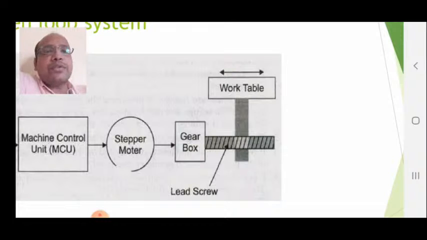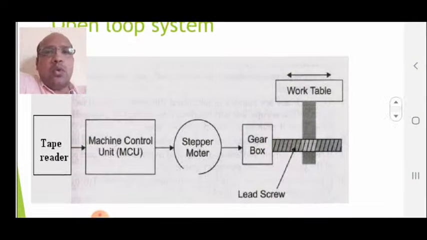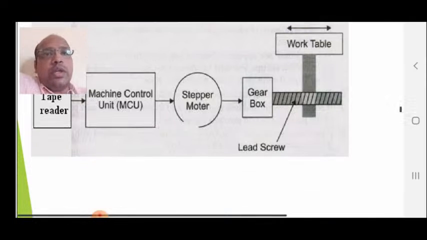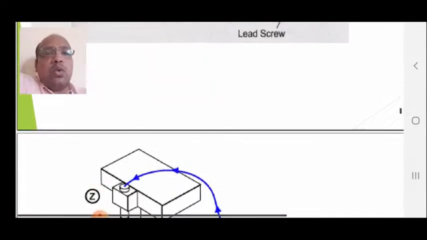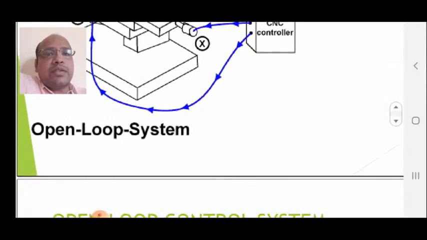This is where the error happens. So there should always be calibration of the output of these systems. In open loop systems, that does not happen. The work table does not give feedback to the machine control unit, so that the machine control unit can improve its control over the stepper motor and the gearbox. That lacuna is covered by a closed loop system that we can see here.